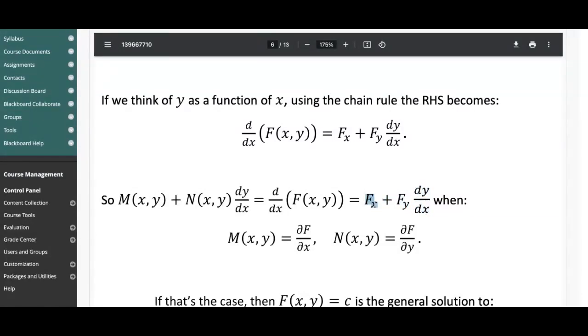So f with subscript x is exactly the same as this. Two different notations mean the same thing. We're treating M of x, y as partial f, partial x, and N of x, y as partial f, partial y. Partial f, partial y is exactly the same as f with subscript y. You haven't studied this yet, right? So let's see if this makes sense.